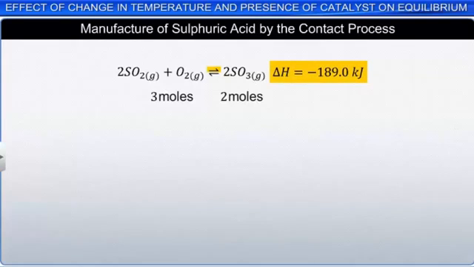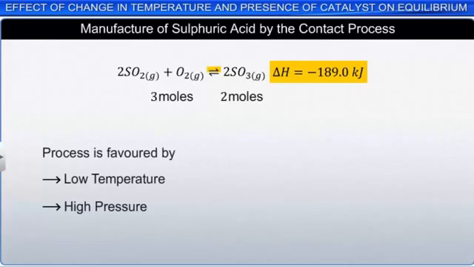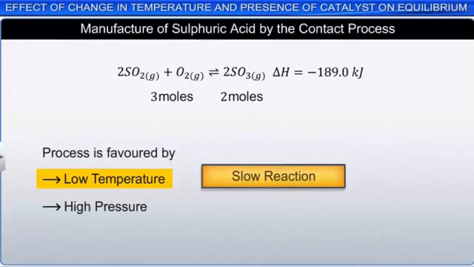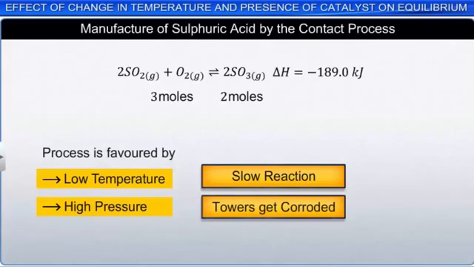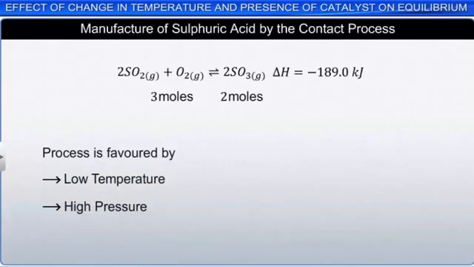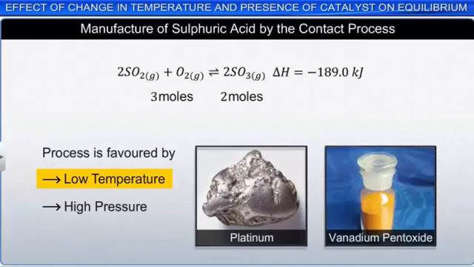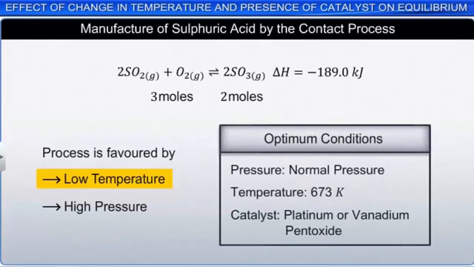Thus, according to Le Chatelier's principle, low temperature and high pressure favor the formation of sulfur trioxide. However, at low temperature, the reaction is very slow, while at high pressure, the tanks used in the synthesis get corroded. Hence, to maintain optimum conditions and increase the rate of the reaction, a catalyst such as platinum or vanadium pentoxide is used. The optimum conditions used for the industrial synthesis of sulfur trioxide are normal pressure, a temperature of 673 Kelvin, and a catalyst such as platinum or vanadium pentoxide.